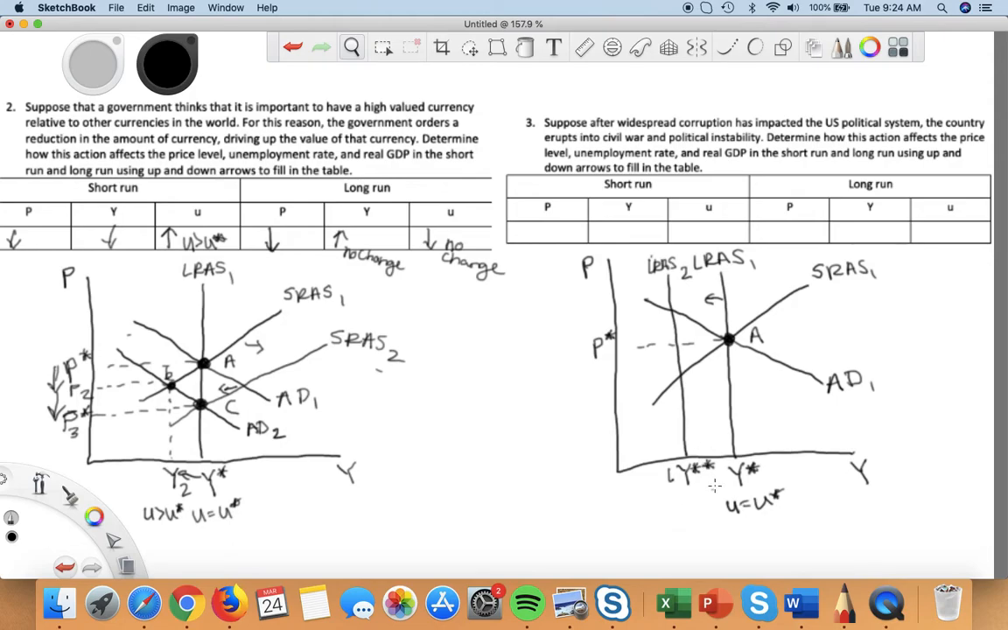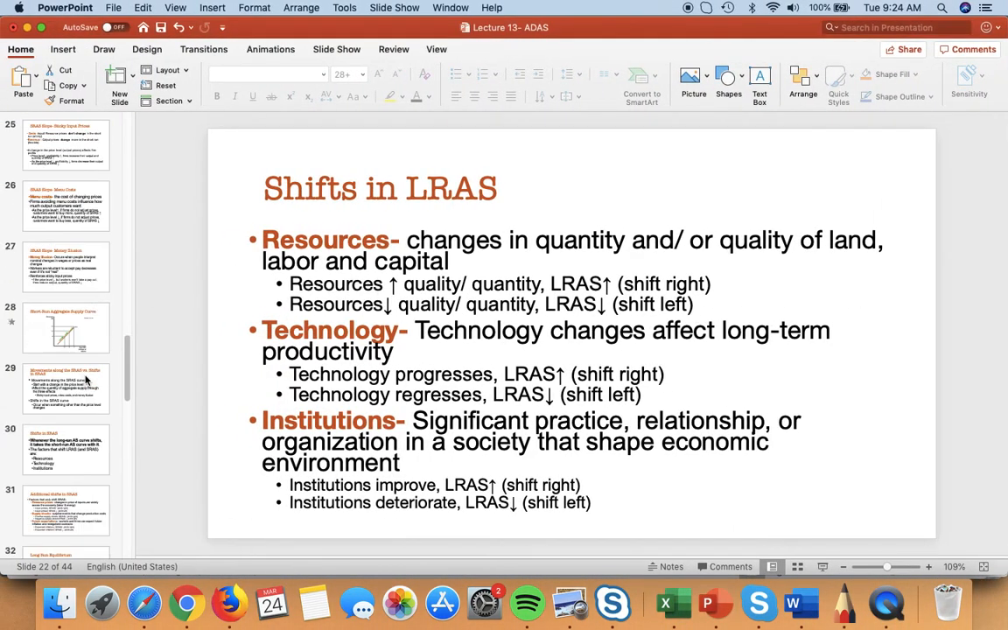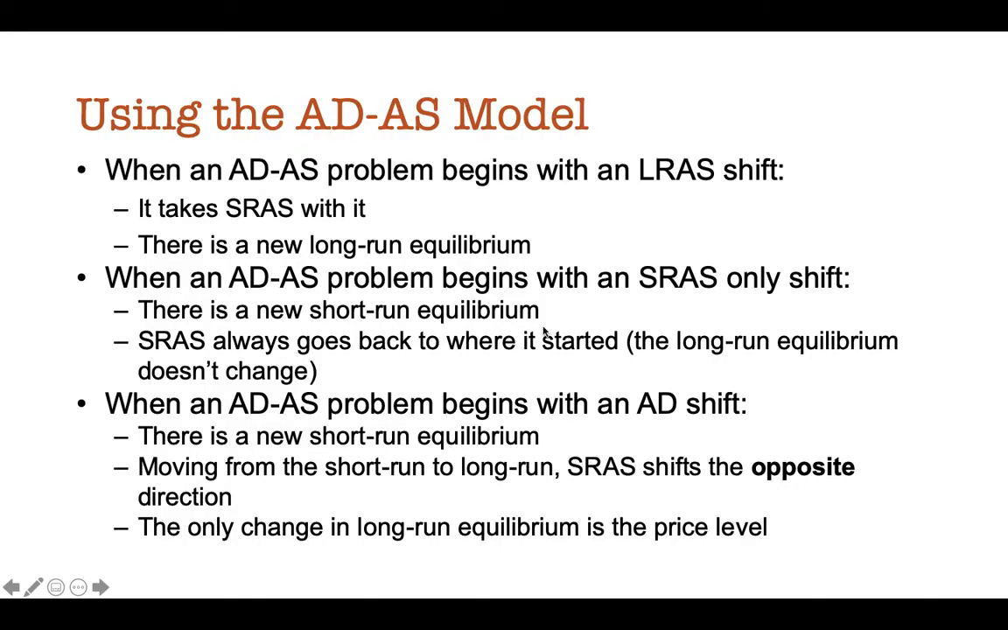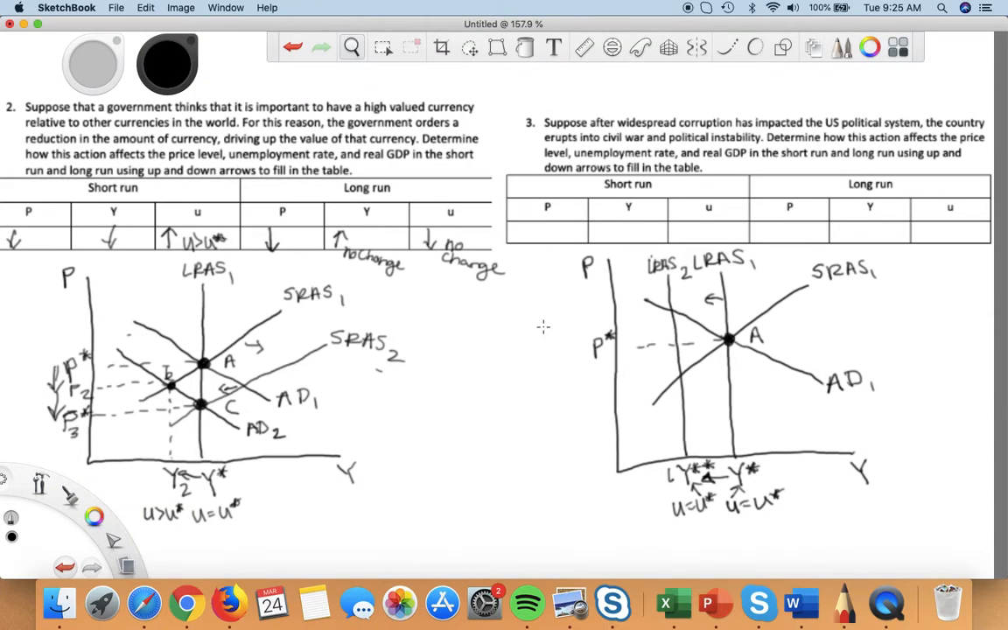So at this new level of potential output, my unemployment rate is still going to stay at the natural rate. So still, when our economy is doing its very best, we're just going to have a lower level of output, a lower level of potential GDP, because we have all this violence and political corruption. So to finish this off, we just follow our patterns. So here, this first bullet point says when aggregate demand starts with a long run shift, it takes the short run with it. So long run went to the left, so short run is going to go to the left as well.